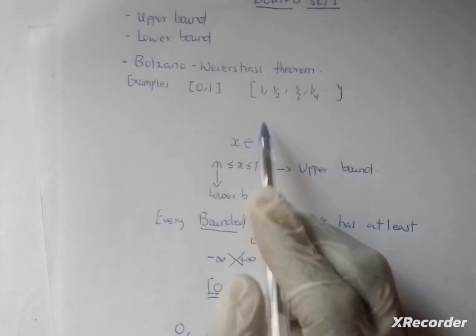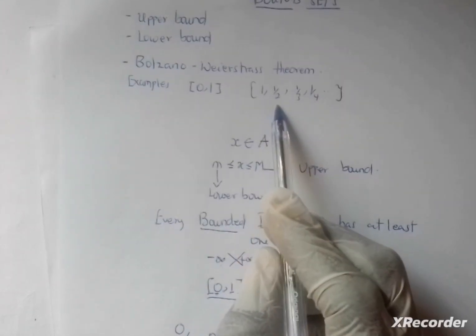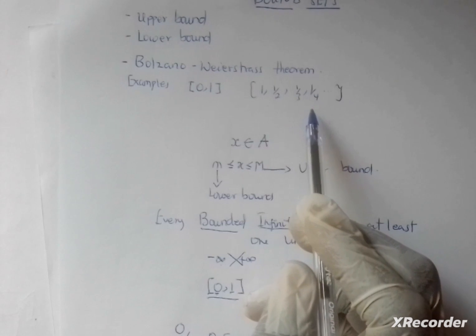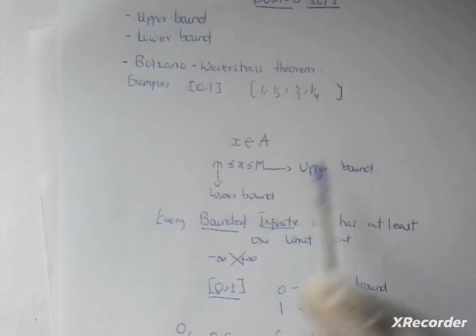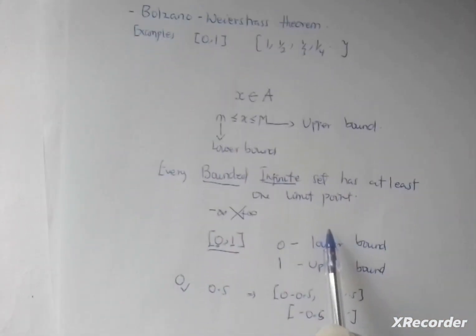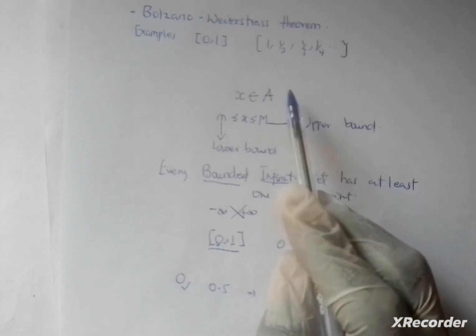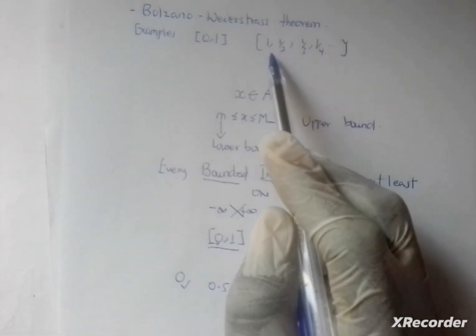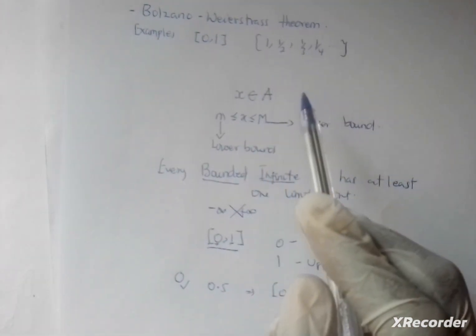Let's see another example I have here. I have 1 over 2, 1 over 3, 1 over 4. It will go 1 over 5, 1 over 6 to infinity. Now, this set is said to be half bounded, bounded here by 1, but this side is not bounded.